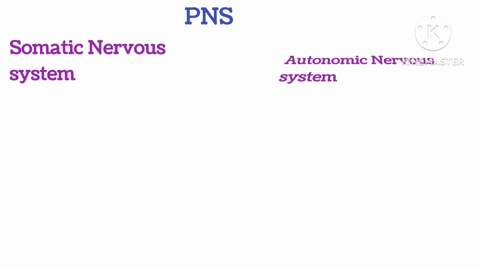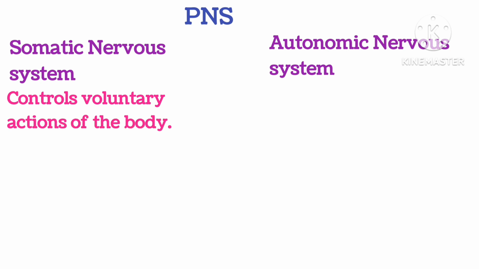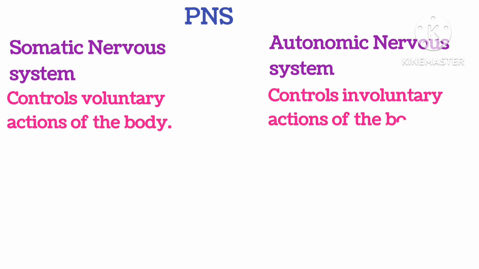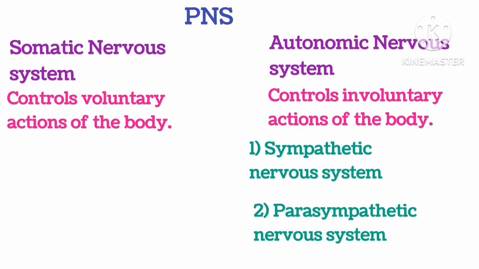Peripheral nervous system are of two types: somatic nervous system and autonomic nervous system. Somatic nervous system controls voluntary actions of the body, and autonomic controls involuntary action of the body. It is of two types: sympathetic nervous system and parasympathetic nervous system.